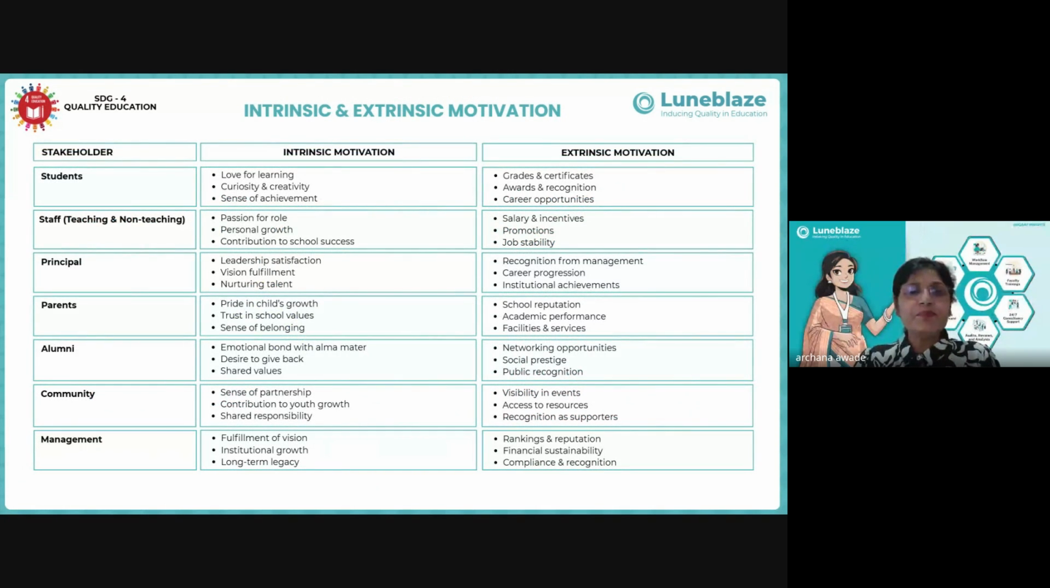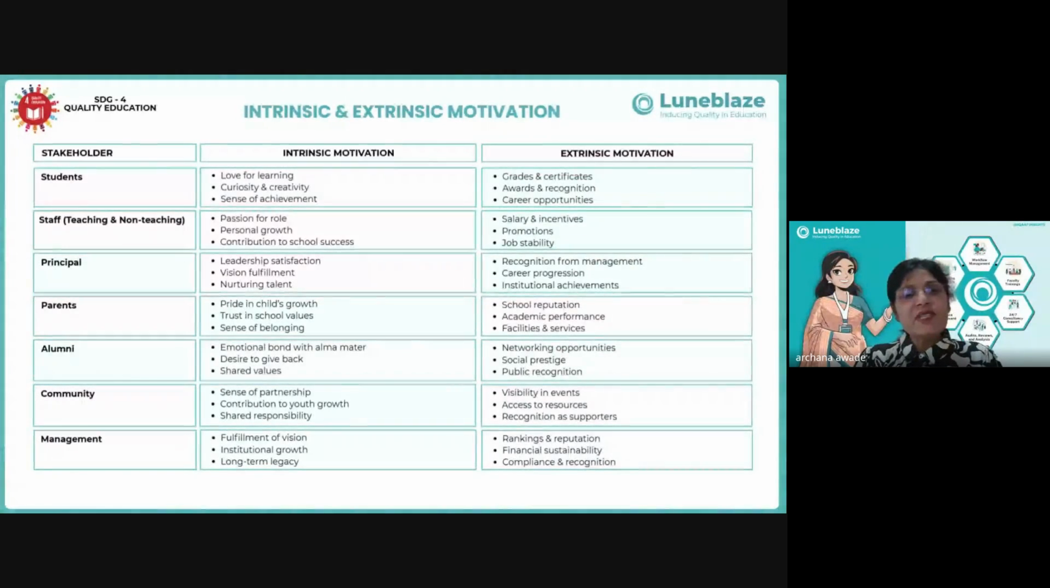Let's move to the next slide. Next is about intrinsic and extrinsic motivation. This is a matrix for different stakeholders, and it is a brilliant way to spark reflection and discussion on what drives engagement in the school. What are the factors where students and other stakeholders are motivated and happy and engaged in school activities? This framework shows us how intrinsic drivers like internal satisfaction, growth and values, and extrinsic drivers like rewards, recognition, and outcomes apply differently to each stakeholder group.